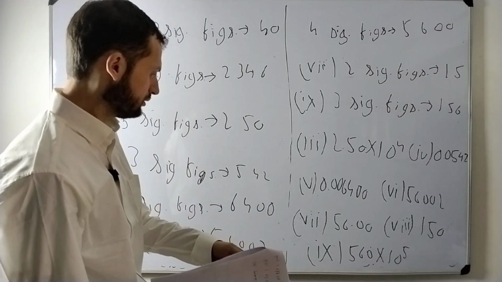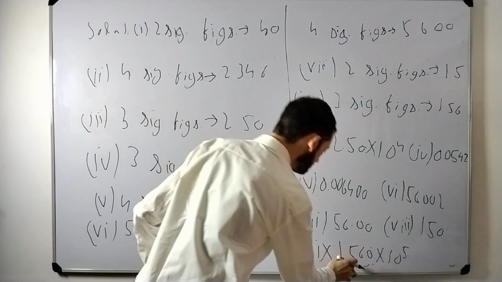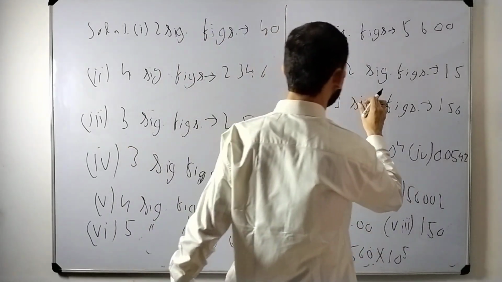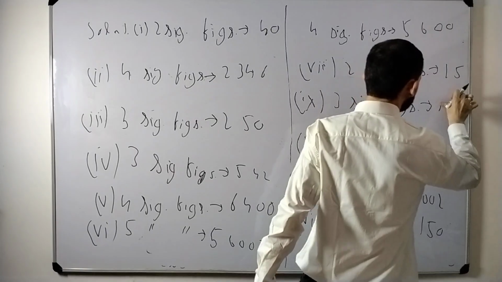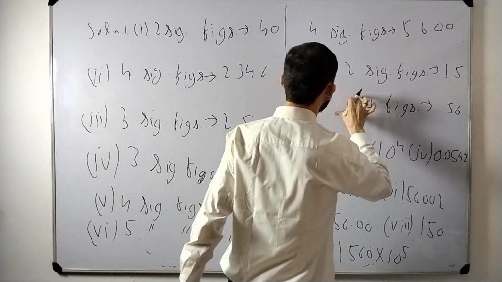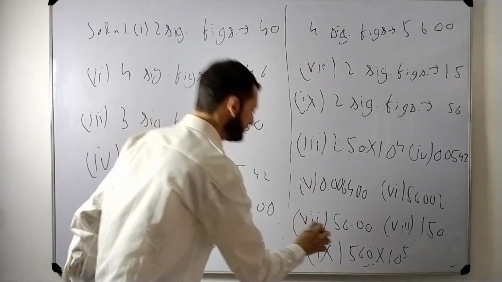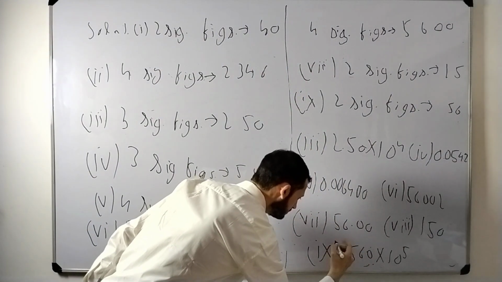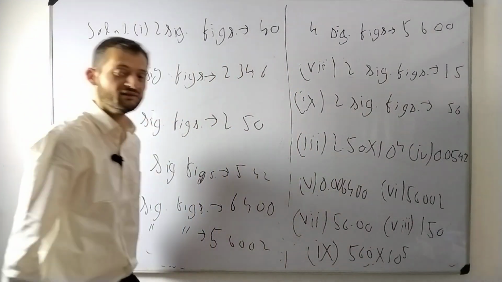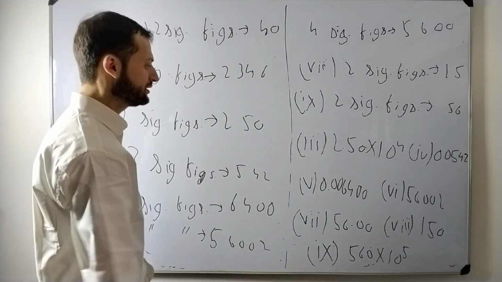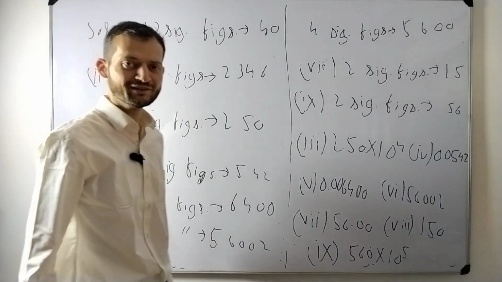Oh, this is not 1. This is 560. Certainly, I am mistaken here. 56. 2 significant. Yes, certainly. Okay. Yes. So this numerical part will do everything. I will stop here. Thank you.